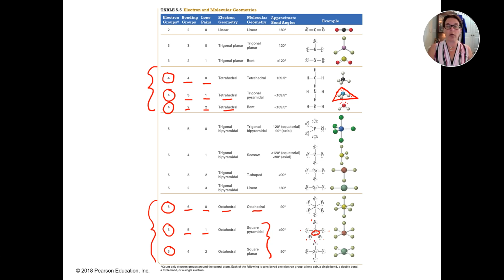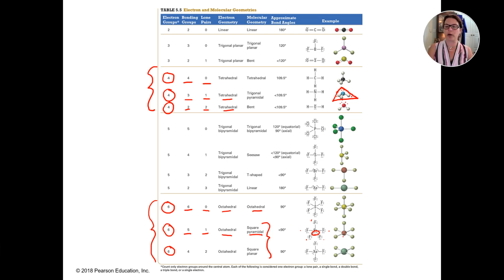8, 10, 12 electrons on the central atom. So that's going to be an expanded octet. It will be octahedral for electron pair geometry, and square pyramidal for the molecular shape.